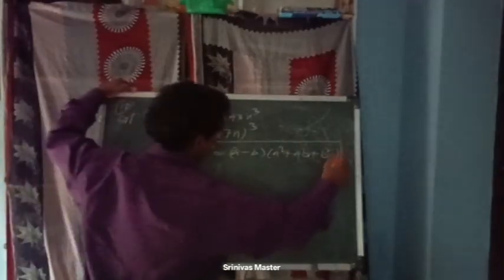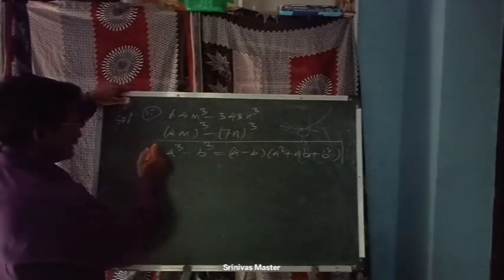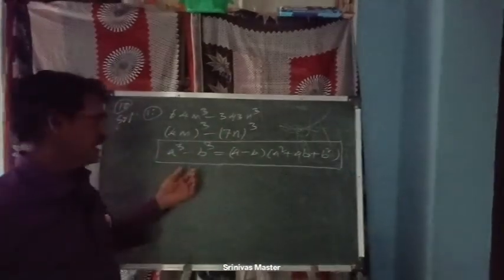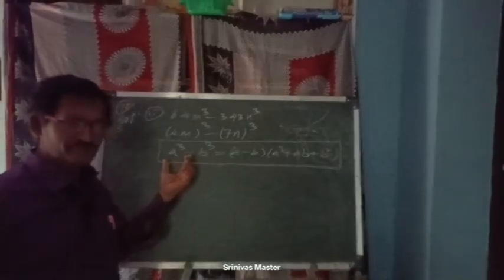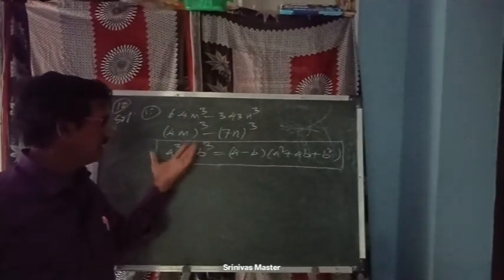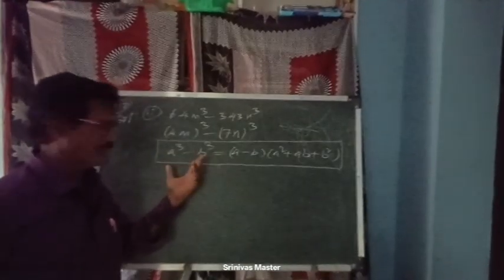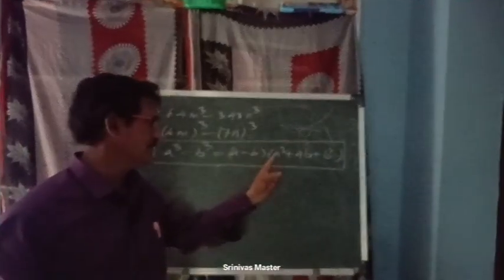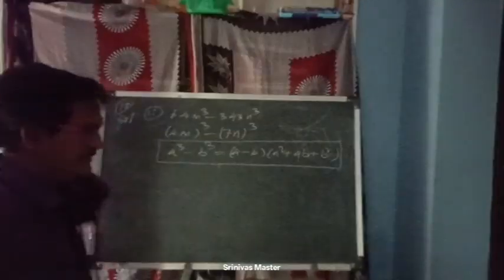This formula you can utilize. In the previous video, I gave the formulas a cube plus b cube and a cube minus b cube. If I didn't give it in that video, then when you are doing these sums, you can utilize it. a cube minus b cube equals a minus b into a square plus ab plus b square.